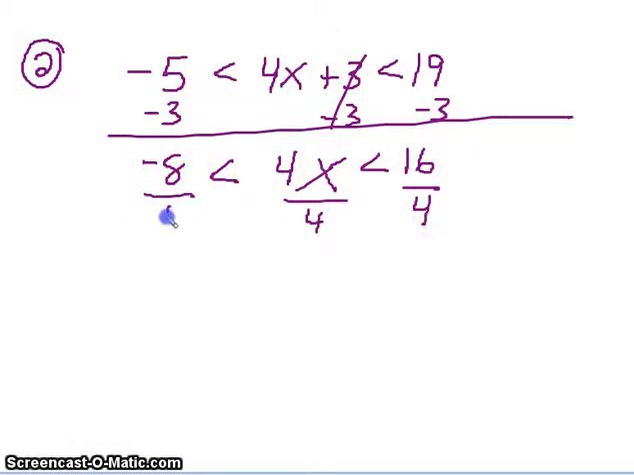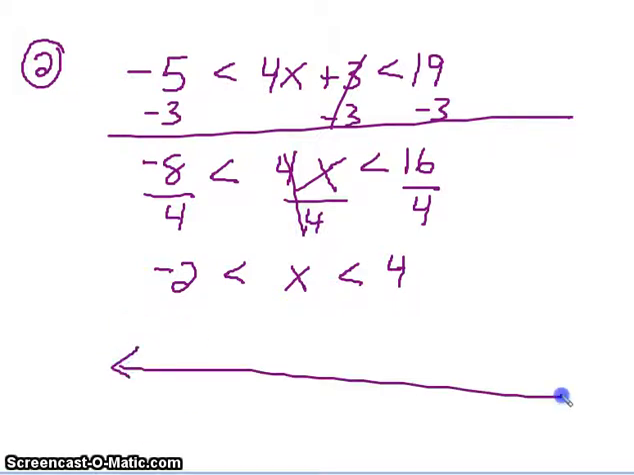Now, absolute value inequalities are exactly the same as any inequality. If you divide by a negative, you have to flip an inequality sign. Here, I didn't divide by a negative. I divided by a positive 4, so everything stays the same.